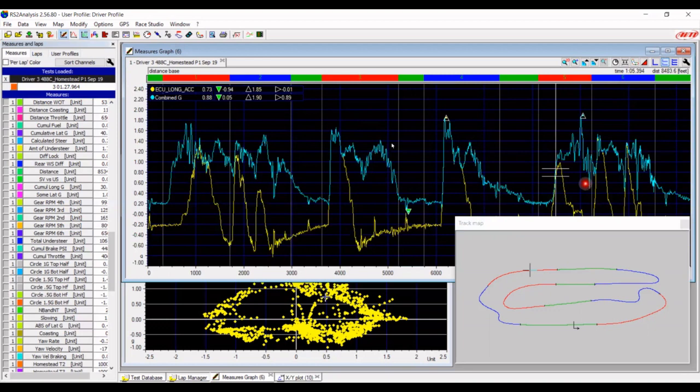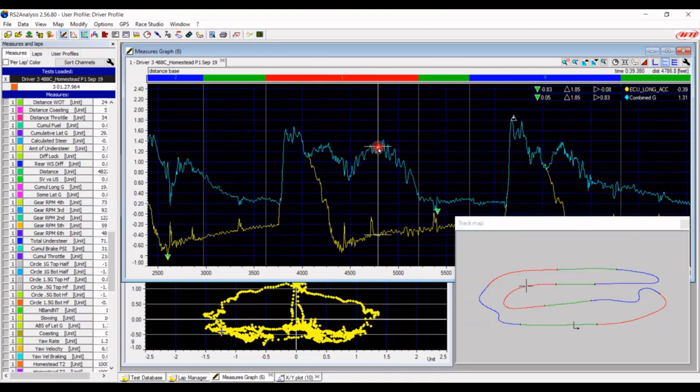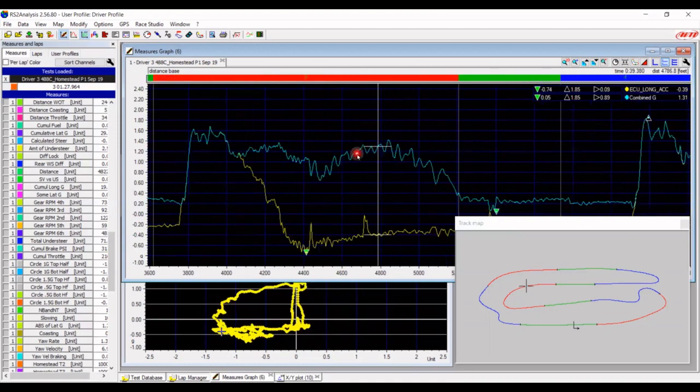But really what you're looking for is a tabletop of sustained G-forces. You can see a little bit here. If I zoomed in, you'd probably see it a little better. You can see how that flattens out. So now he's got a tabletop of consistent, combined G's. But again, my question would be, why aren't these combined G's higher than the longitudinal?